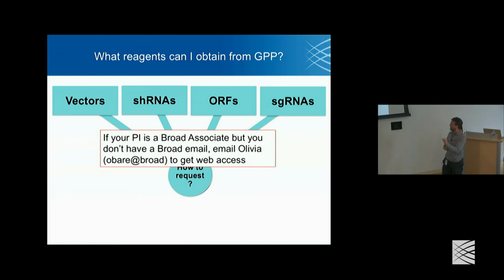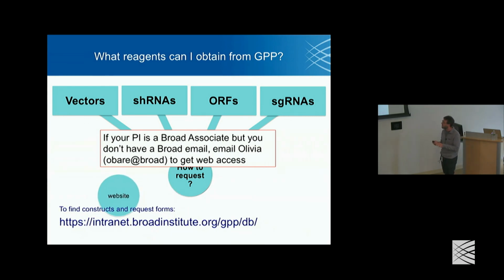If you have a BroadE email address, then you already have access to our website, just by logging on to the BroadE intranet Wi-Fi. But if your PI is a BroadE associate, but you don't have a BroadE email, you can email Olivia to get access to our website. We have a public-facing website, but the intranet site has everything that's on the public website and more. We don't try to be exclusionary, but we can't support the entire world's screening efforts. We focus on the BroadE first. So there's more information on the BroadE intranet site than there is on the external website. And again, if you don't have a BroadE email address but want website access, just email Olivia to get it.